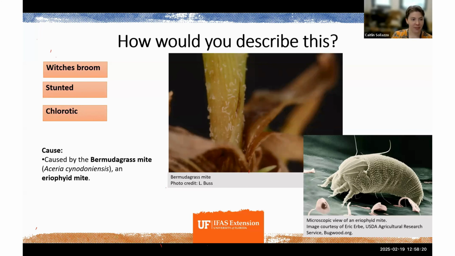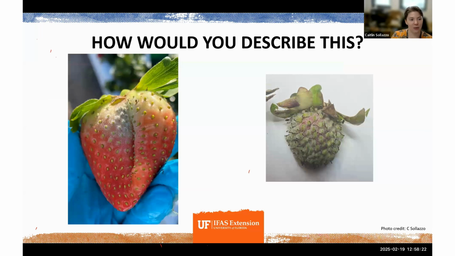All right, so let's do this one now. How would you describe this? So it's obviously strawberry. This is 2 different stages. This is a nice green strawberry. This is an almost ready to eat strawberry.